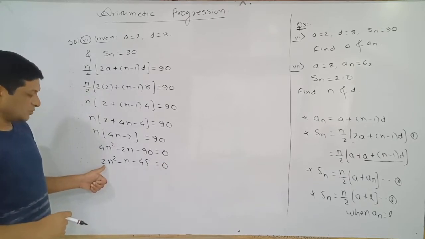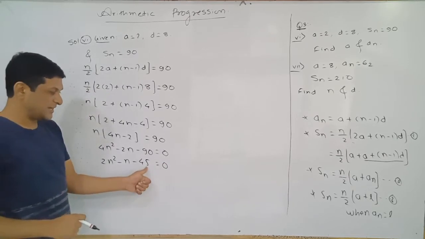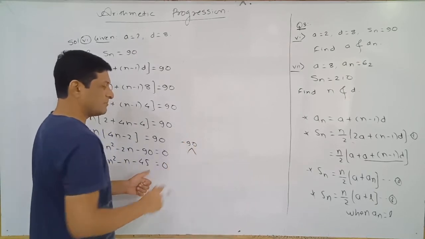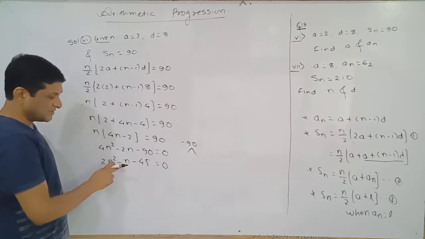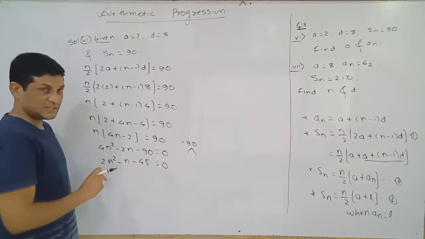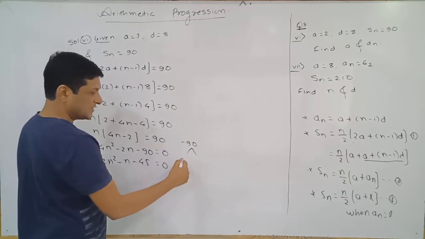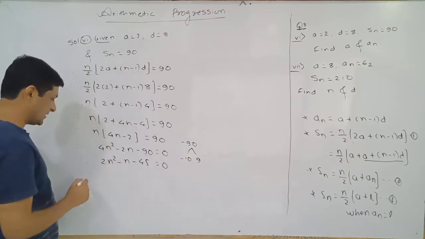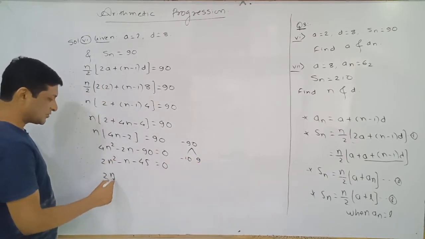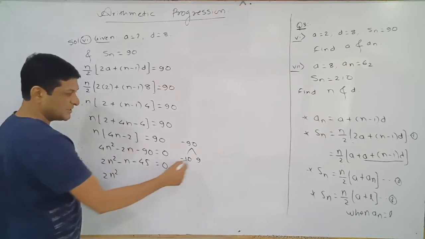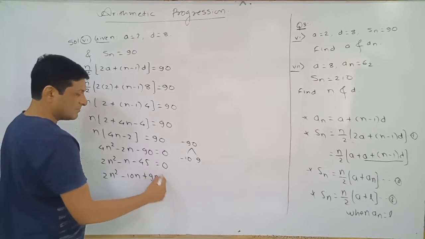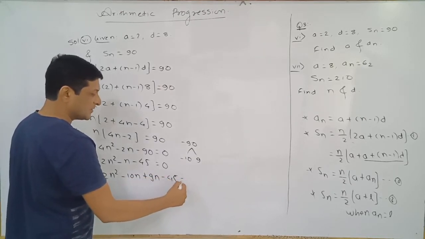Now to solve this equation, multiply 2 by minus 45. 2 into minus 45 is minus 90. Now find factors of minus 90 such that their addition is minus 1, where the coefficient of the middle term, n, is minus 1. So its factors are minus 10 and 9. Their product will be minus 90 and their sum will be minus 1. So this equation can be written as 2n square minus n split up as minus 10n plus 9n minus 45, equal to 0.